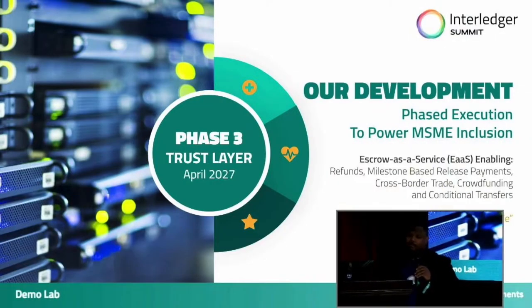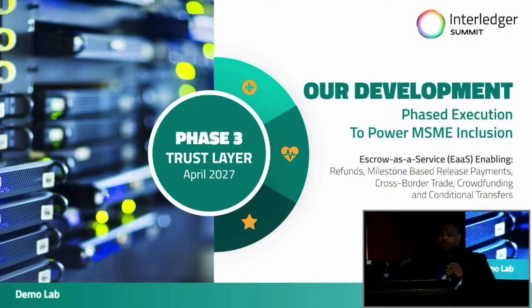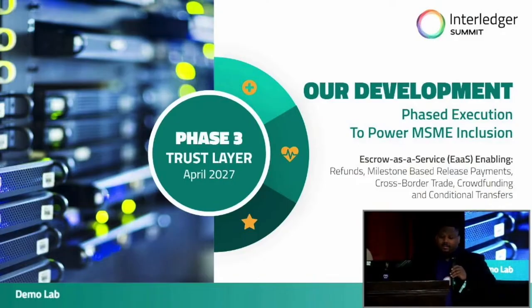In phase 3, we're launching escrow as a service. This is our programmable trust layer introduction to the Interledger network. This will enable trust-based transactions, such as refunds, milestone releases, and conditional remittances. Say, for example, they want to do a remittance and the receiving party can use those funds for a specific purpose only. Cross-border trade, crowdfunding, and other conditional payment options through an API, so trust becomes programmable.